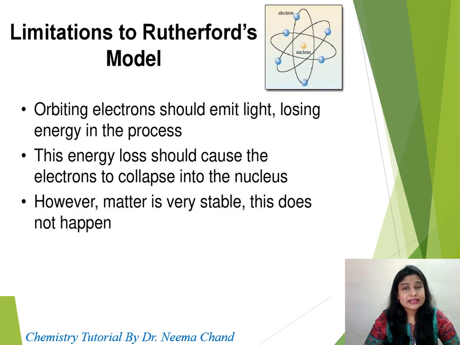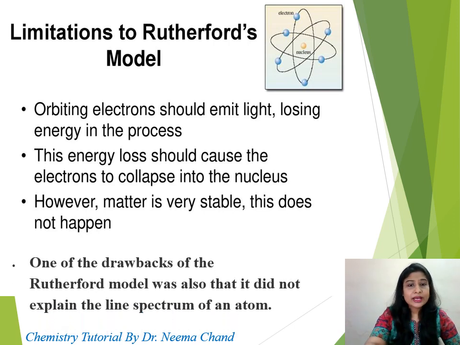When this theory is applied to Rutherford's model of an atom, an electron, being a negatively charged particle orbiting around a nucleus, should emit radiation, lose energy, and eventually collapse into the nucleus. But that was not so. In fact, the atom was very much stable.